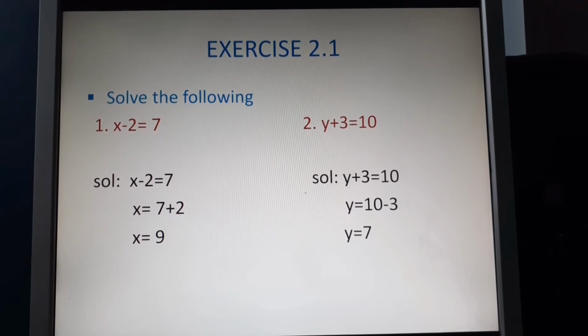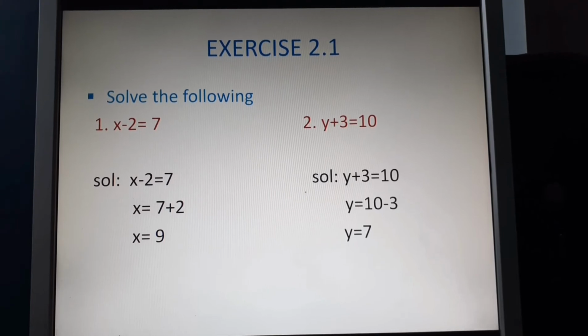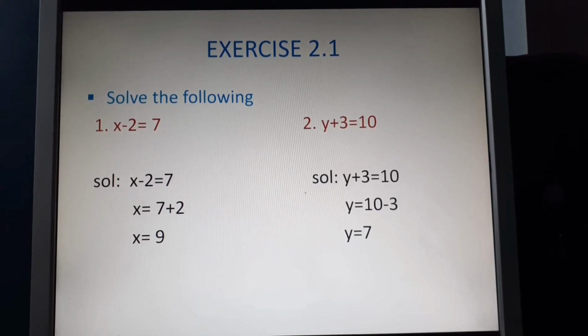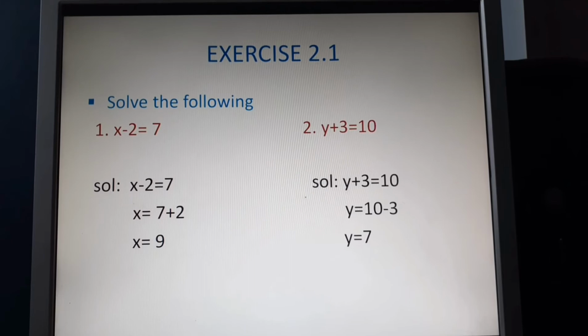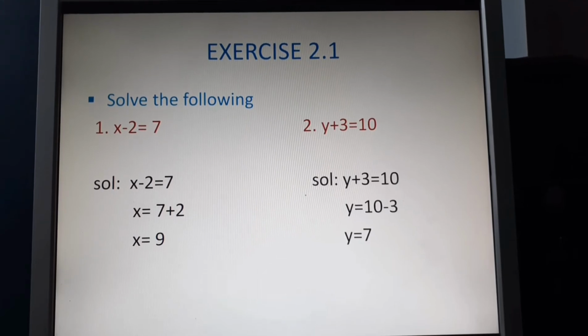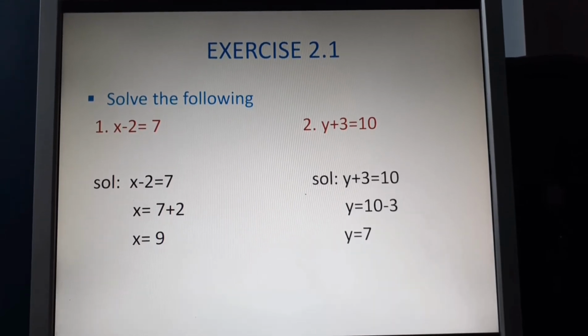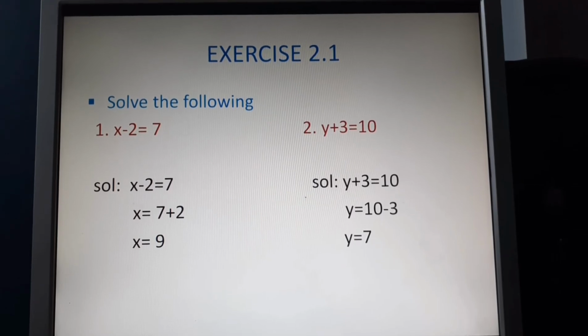If you want to check, put x equal to 9 in your main question, x minus 2. That is, substitute in the left hand side of the question x minus 2. If we put x equal to 9, 9 minus 2 is equal to 7. The right hand side is also 7. So, x is equal to 9 is the right solution for this given equation.